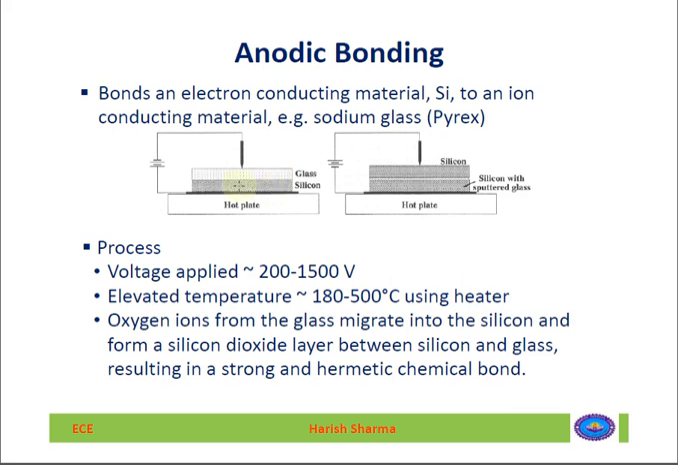And a voltage of about 200 to about 1500 volts is applied across these two plates, and the temperature is kept at 180 to 500 degrees centigrade, about 450 degrees centigrade, using this hot plate. Because of the high temperature and this potential, the oxygen ion from the glass will migrate into the silicon and form a silicon dioxide layer between silicon and the glass, resulting in a strong and hermetic chemical bond. Again, it's a covalent bond, Si-O-Si.